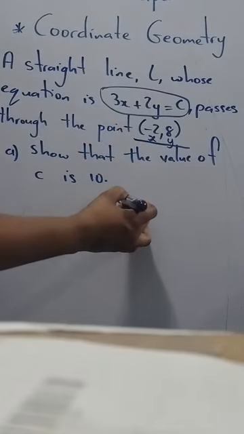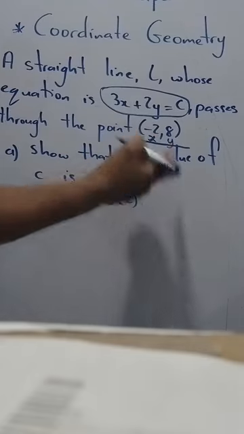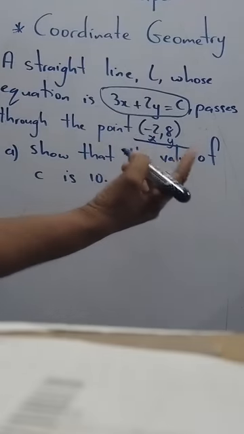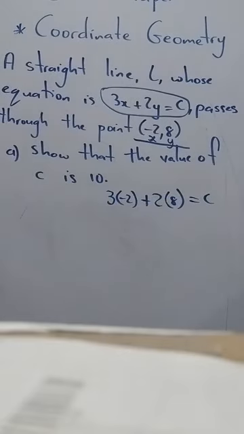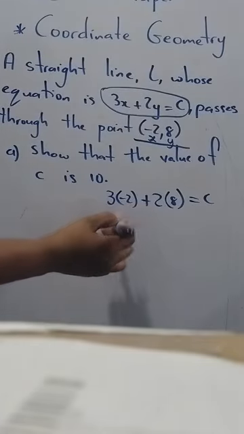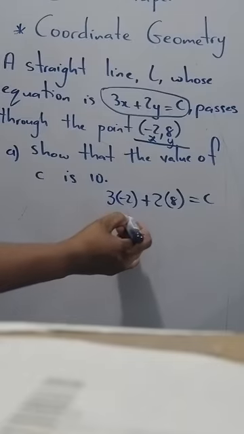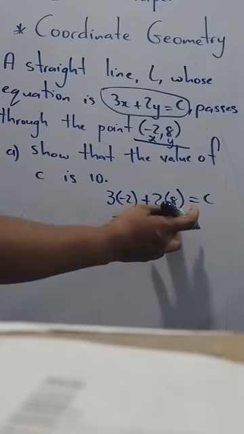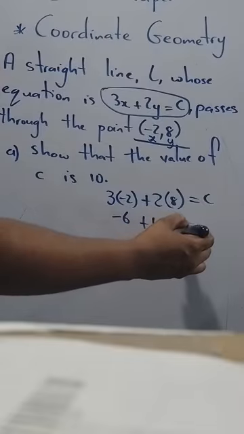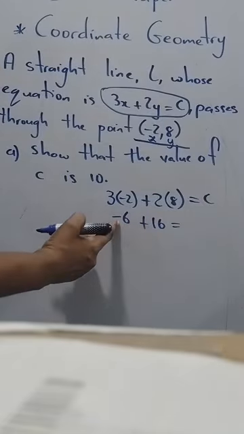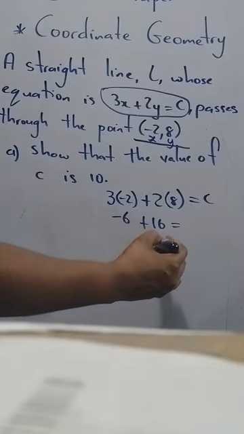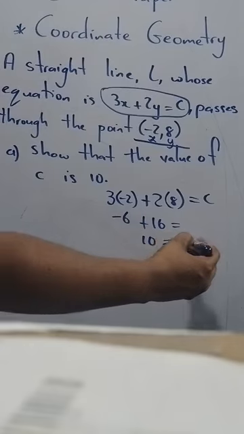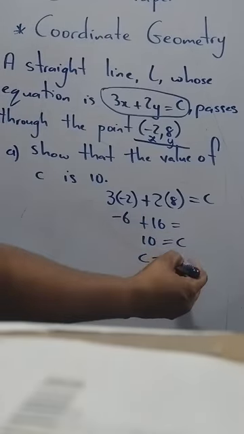3 times the x value, and in this case, it told us that x was -2, plus 2 times the corresponding y value, and in this case, it is 8, is equal to the C value. Right? So 3 times -2 is -6, plus 2 times 8 is 16. I can simplify this expression. -6 plus 16 means I'm subtracting 6 from a positive 16, which gives me 10. If 10 is equal to C, it means C is equal to 10.